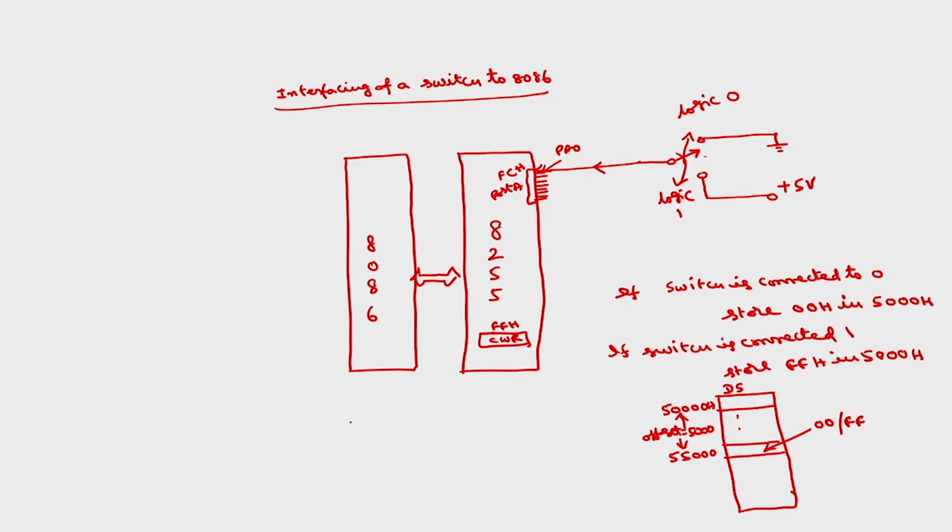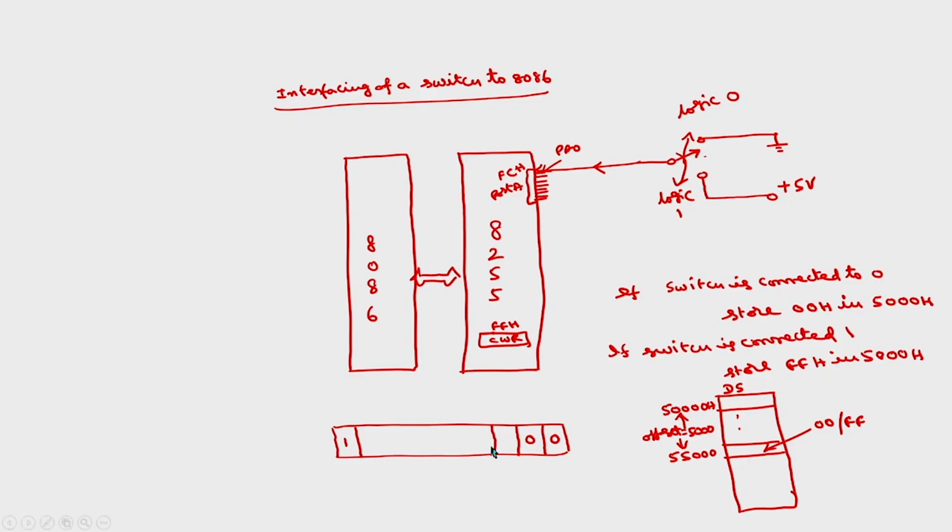If we take the control word, I am using I/O mode only, so the MSB bit should be 1. And what about the LSB? I am not using port C upper or port C lower, so this is a don't care. For the sake of simplicity, I will take 0. This is also a don't care because I am not using port B at all, so for simplicity I will take 0.